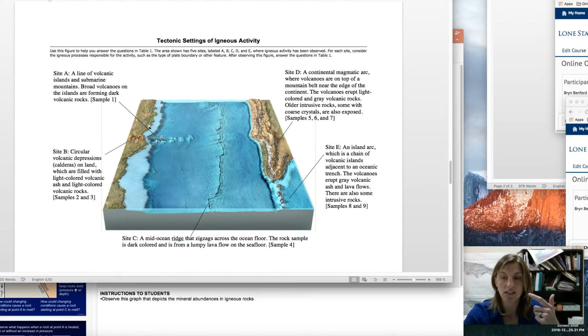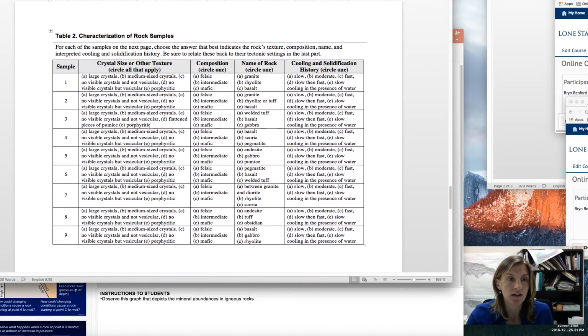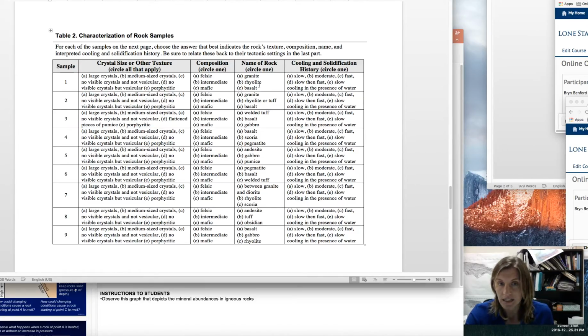And so you can start to say, okay, that's the tectonic setting, this is why melting is happening, and I can determine the composition of that. And you're looking at the rock, and then you're trying to figure out, okay, well, what's the grain size? What's the composition? And based on that composition, what would I name that rock?